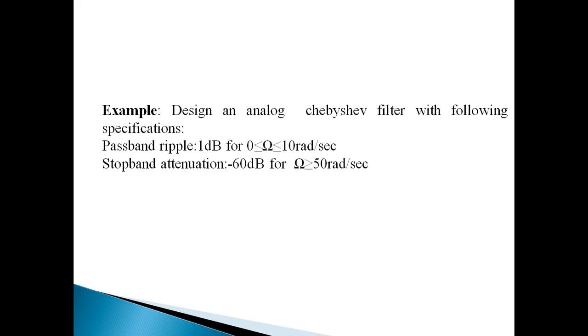Stop band attenuation is minus 60 dB for omega greater than or equal to 50 radians per second. In this case, omega p is nothing but omega c. There is no separate cutoff frequency here; the cutoff frequency is exactly at the passband frequency. So let's see how to design a Chebyshev filter using the following specification.